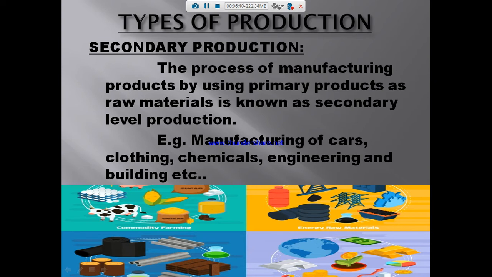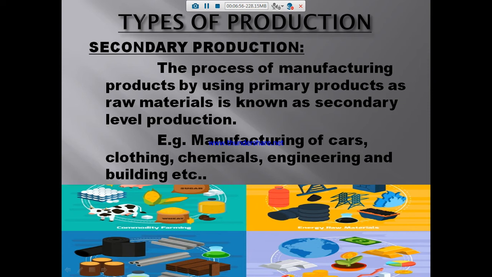So industries are given primary importance in these sectors. It is also referred to as industrial sector production. Did you understand that? Secondary production is otherwise called the industrial sector production.